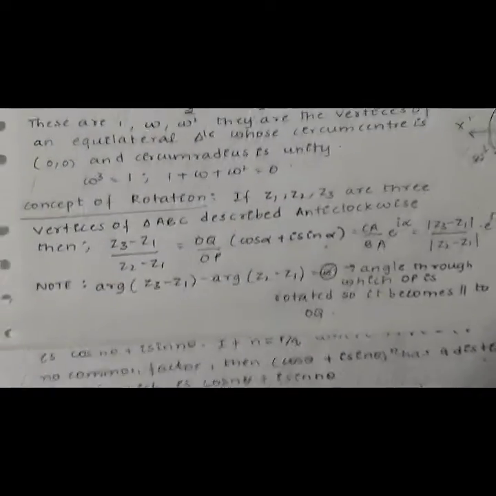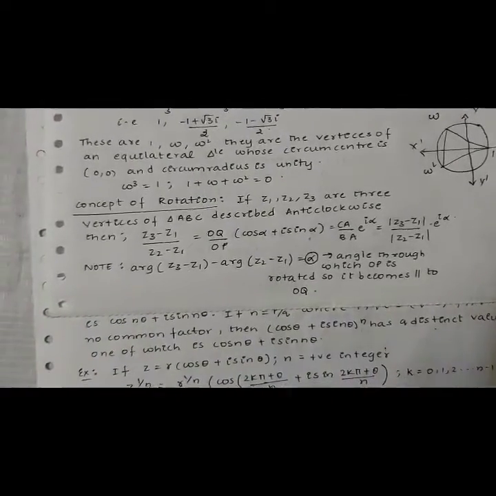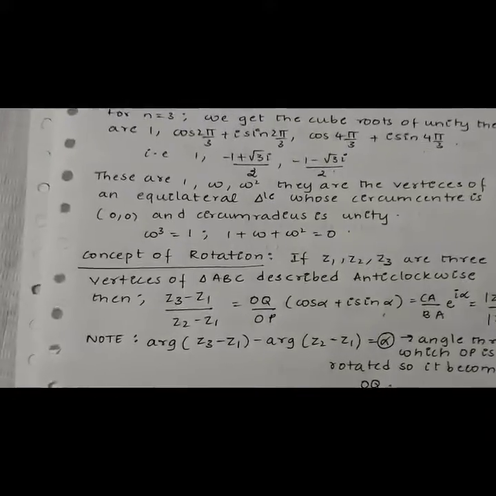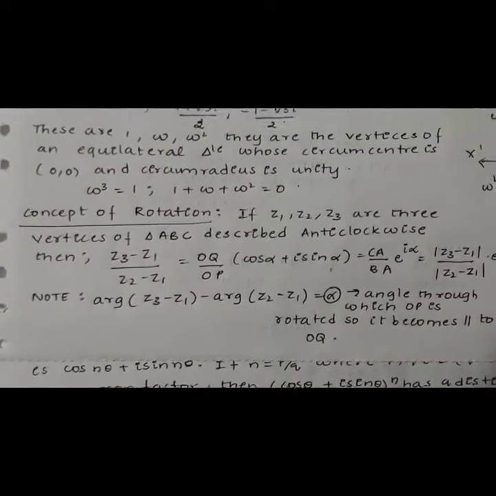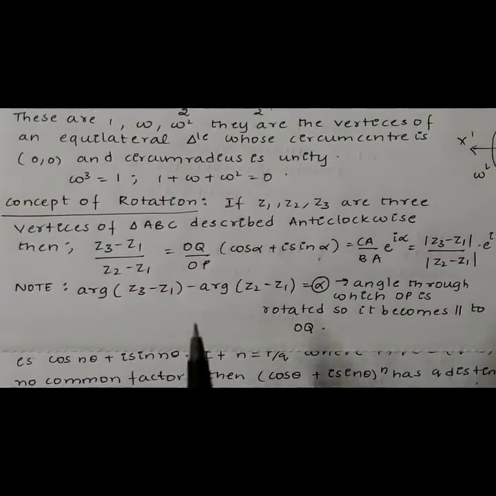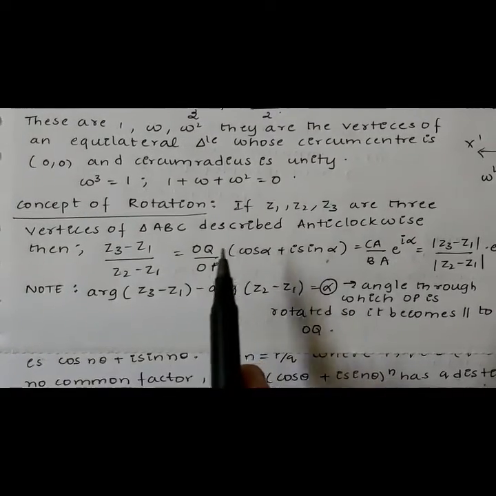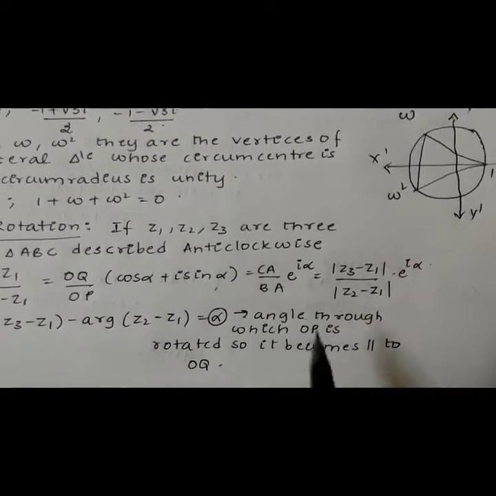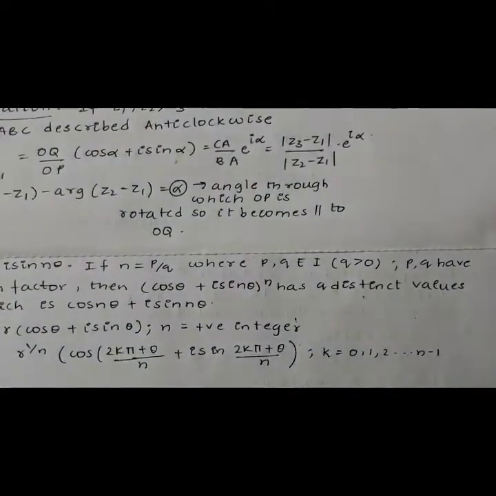The concept of rotation. If Z1, Z2, Z3 are three vertices of a triangle, described anti-clockwise, then (Z3 minus Z1) by (Z2 minus Z1), that is OQ by OP into (cos alpha plus i sin alpha), is equal to CA by CB. I'll draw the diagram here.